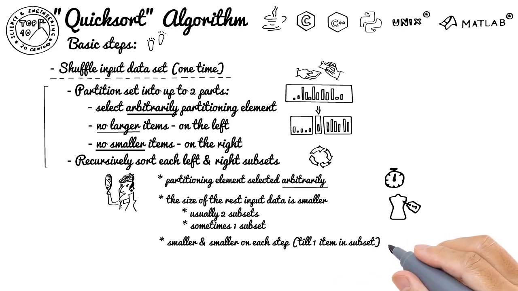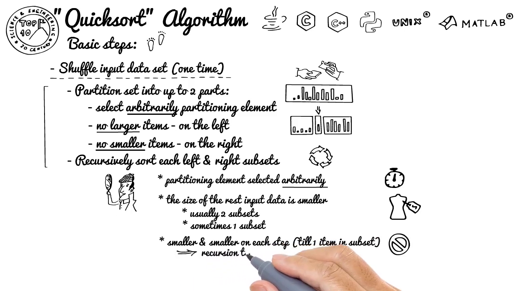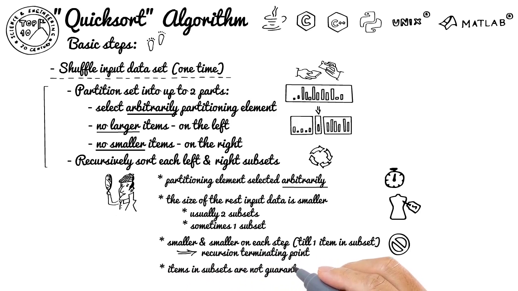Remember, the algorithm does not do anything at all for a subset of size 1. This is a terminating point of all recursive loops. We need to remember, after each recursive loop, the partitioning element stays in its place, considered keeping its place in the final sorted set. On the left side we have no larger values, on the right side we have no smaller values, compared to the partitioning element. But on each side they are not guaranteed to be sorted until we move deeper to subsets of size 1. That's why we need recursion to reach subsets of size 1.